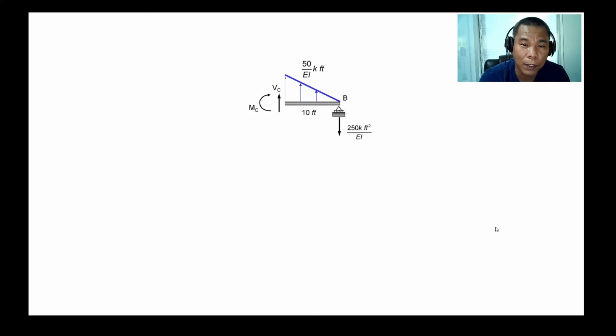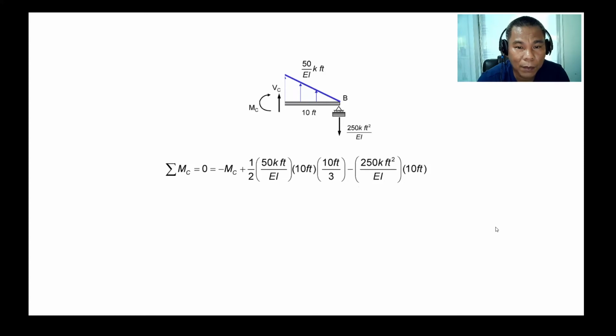So here we need to include the shear so that this should be in equilibrium, and we have to include the moment. Of course, the shear and the moment are both unknown in this case, but we have the reaction and the loading, so we can just directly compute the shear and the moment. If we take moment at point C equal to 0, we have minus MC plus the loading 1/2 of 50 kip-ft over EI times 10 ft times the centroid 10 ft over 3 minus the reaction 250 times 10 divided by EI. So you can now compute for MC.